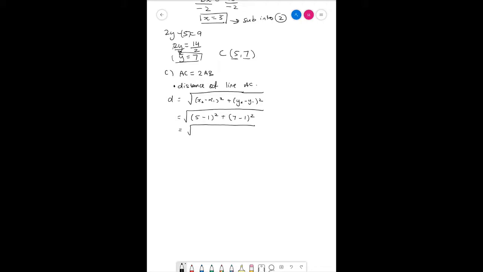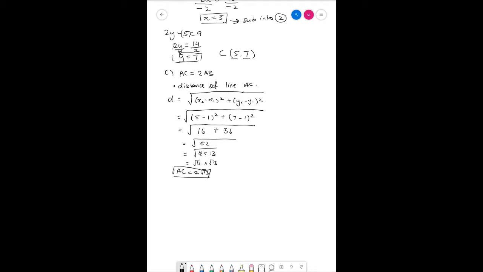And then we'll just calculate this. So 5 minus 1 is 4, 4 squared is 16, plus 7 minus 1, which is 6, and 6 squared is 36. So you'll get the square root of 52. Now we're going to simplify this a little bit. We know that 52 is just equal to 4 times 13. And then we can use our rules and take the 4 out front. We know the square root of 4 is 2. Okay, so this is AC.